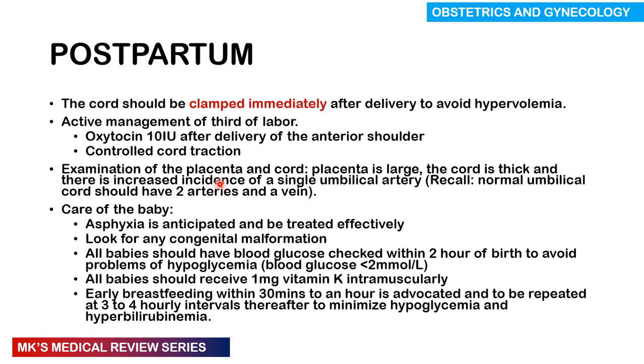After that, you should care for the child. Remember, the pediatricians should be involved. Asphyxia should be anticipated, so you treat it effectively. Look for any congenital malformations. Have the glucose checked within 2 hours of birth so that you avoid hypoglycemia. The baby should receive 1 milligram of vitamin K intramuscularly. Early feeding is advocated between 30 minutes to an hour of delivery, and then you repeat it at 3 to 4 hourly intervals, as this will reduce hypoglycemia, and it will also reduce the chances of hyperbilirubinemia.